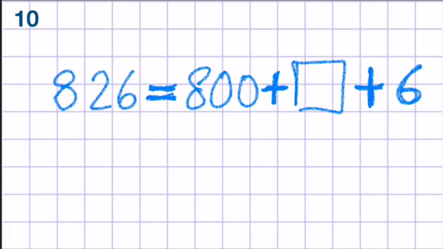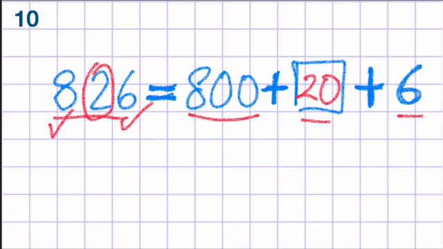Now here, 826 equals 800 add something add 6. Press pause while you do that. Okay, so this is a partitioning problem. And you've got 800, you've got 6. So this middle 2 equals 20.